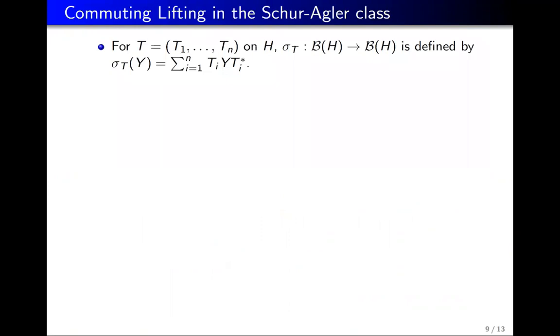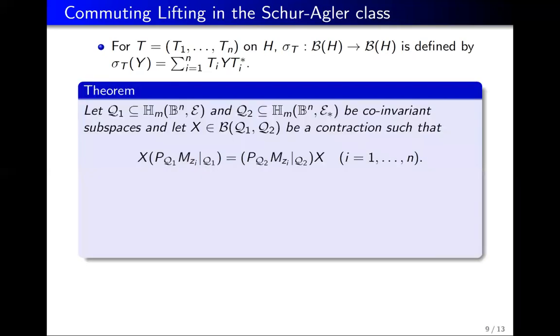Now to describe that, we need to define a certain completely positive map corresponding to a tuple of operators. Suppose you have a tuple of operators T1 up to Tn on H. Then one can define sigma sub T, which is a completely positive map from B(H) to B(H), defined by taking the sum of the conjugations by Ti. So that's a CP map, a completely positive map. This is how it is defined. Then this is the theorem.